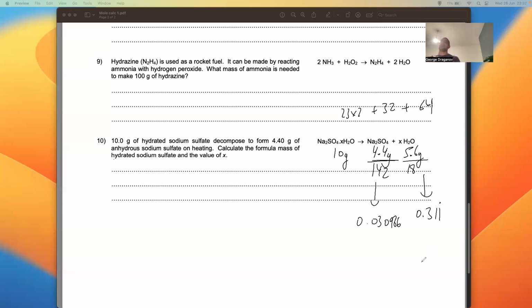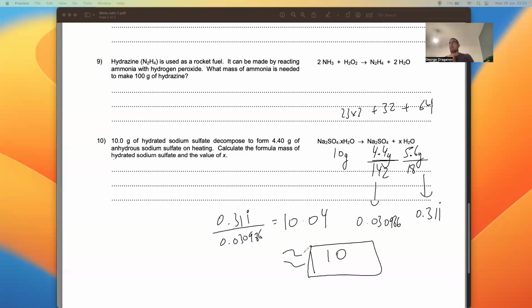Now the trick is do the bigger number divided by the smaller number, because you're doing x divided by 1, which gives you x, and that's what you're looking for. So 0.311 recurring over 0.030986. Put that into my calculator. I get a nice answer of 10.04, which essentially equates to 10. So the value of x is 10.